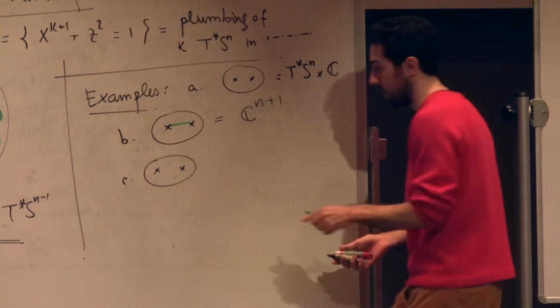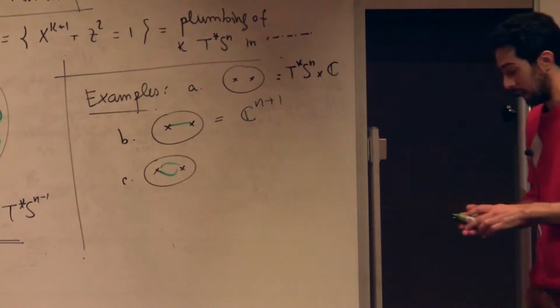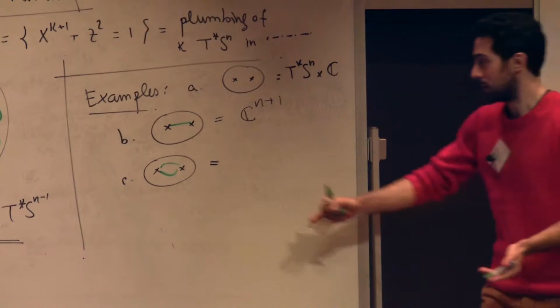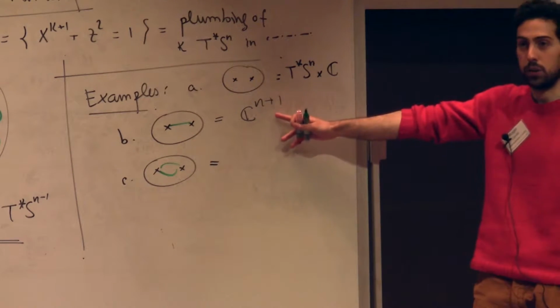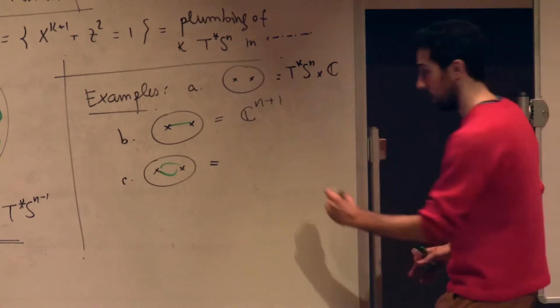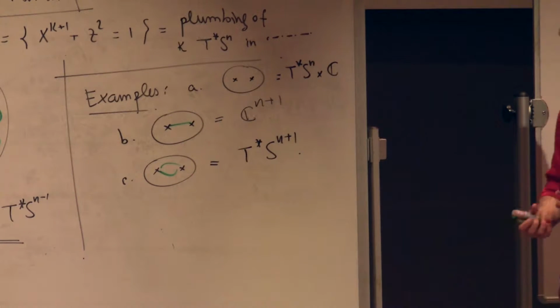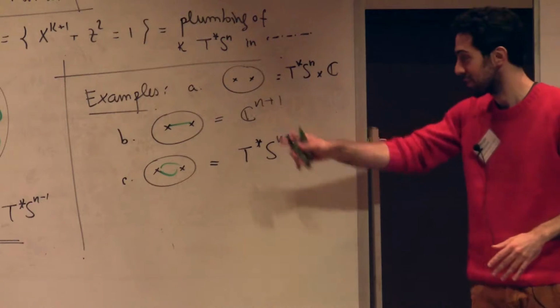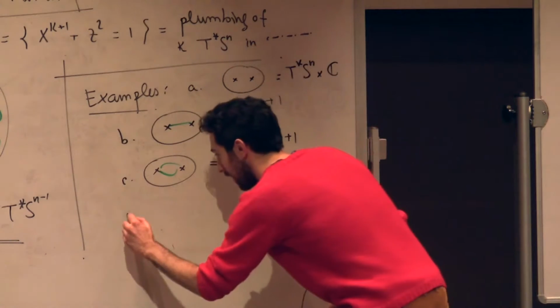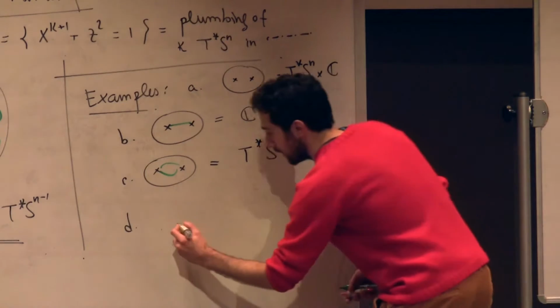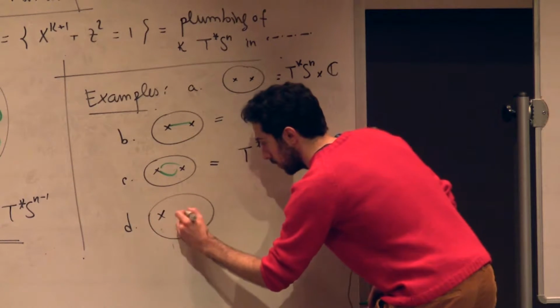Okay, let's get funkier. What's this guy? Well, again, it's just attaching the same vanishing cycle, so attaching something on the unknot. So that's T star S^(n+1). You'd be amazed by the number of confusions that these n's create. But yeah. And now we get to more interesting examples. So let's go to these two guys.